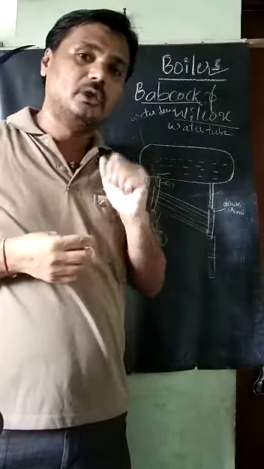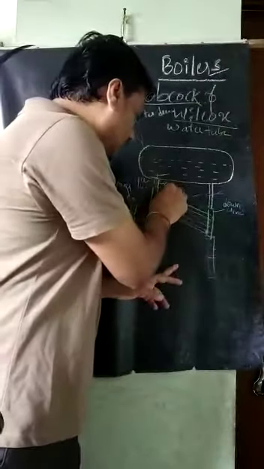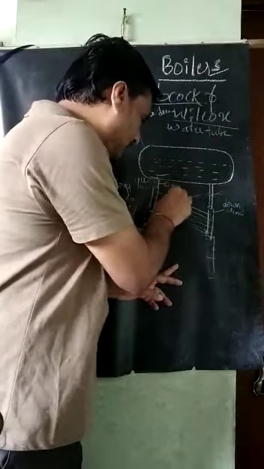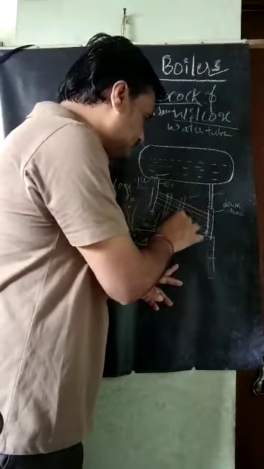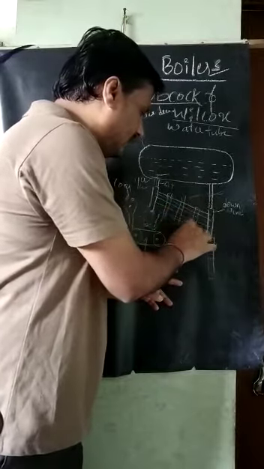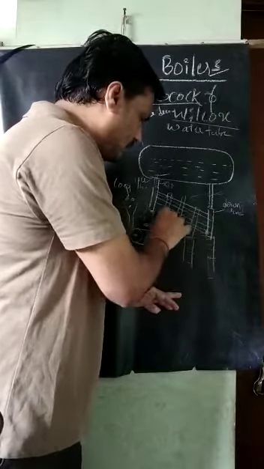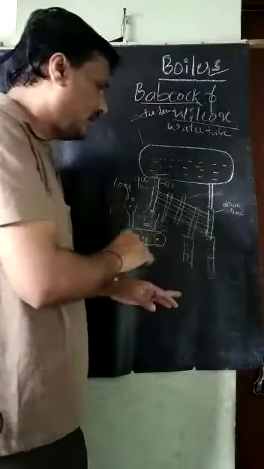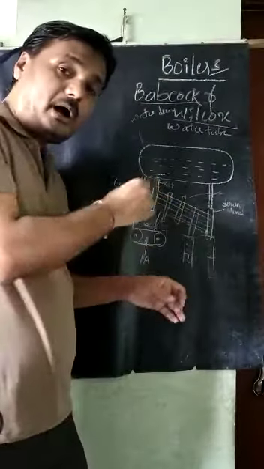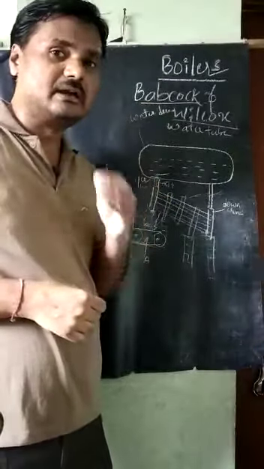So instead of doing that, we are using some baffle plates here. What are these baffle plates? Baffle plate means the path of the flue gas has been increased.